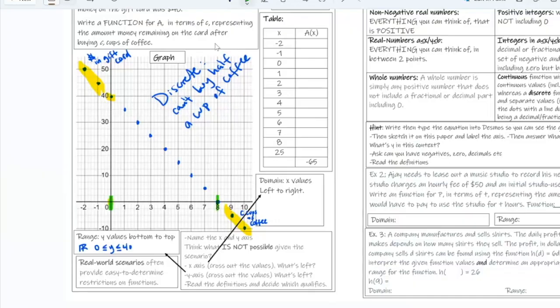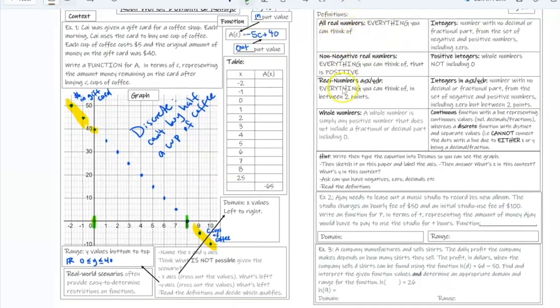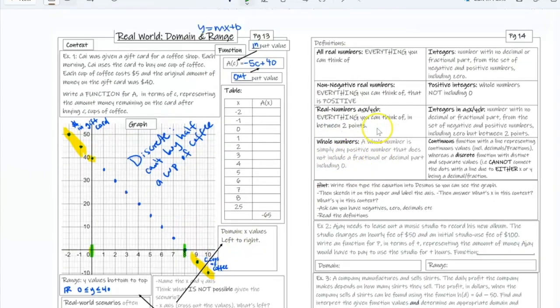And I cannot go further than 8. But now be careful, I cannot have 0.5. So this will not be real numbers because real numbers includes decimals and fractions. So I'm not going to even read anything real numbers. I'm going to start right here. Whole numbers, a whole number is simply any positive number that does not include a fractional or decimal part, including 0. Okay, so I can include 0 and it's any positive number that does not include. So yes, it's 1, 2, 3, 4, 5, 6, 7, 8, but I can't go 9. So this is not going to work.